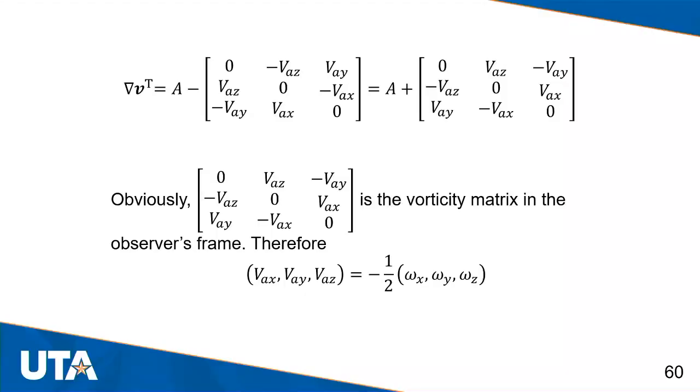So the velocity gradient in the observer's frame is the sum of A and these terms, and we know A is a symmetric matrix. So this is a symmetric matrix plus an anti-symmetric matrix, right? And the anti-symmetric matrix is the vorticity matrix of this velocity gradient tensor. So this term is negative 1/2 omega z, right? We got this relation, so we prove this theorem.